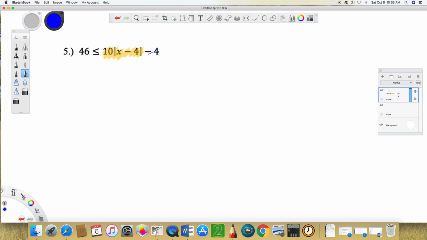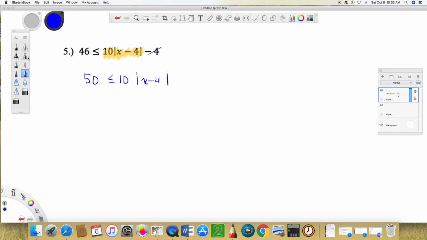Let's add 4 to each side. 46 plus 4 is 50. 50 is less than or equal to 10 times this absolute value. So I want it now on the right hand side.